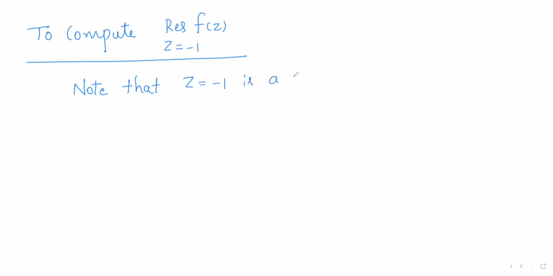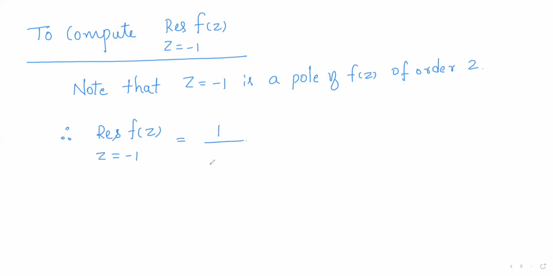the residue of f of z at z is equal to the other pole, minus 1. So first note that z is equal to minus 1 is a pole of f of z of order 2, right? So therefore, by the formula, residue of f of z at z is equal to minus 1 is 1 divided by h minus 1 whole factorial. What is h? It is the order. Order is 2.